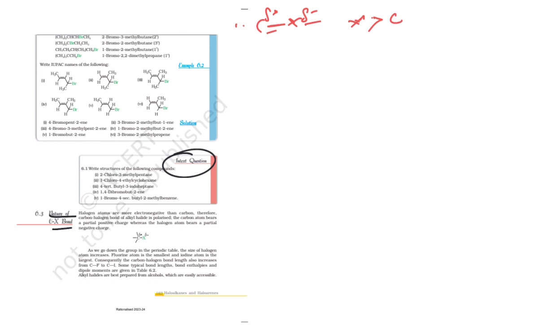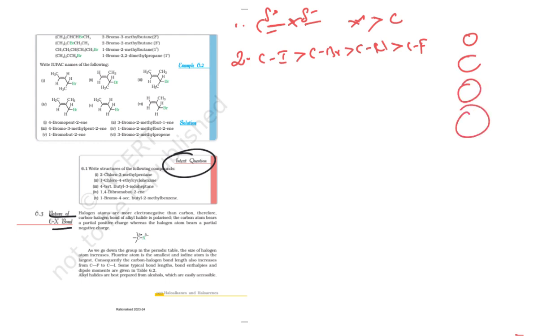Right? Then when it comes to bond length, the C-I bond length is more than C-Br, then C-Cl, then C-F. Why? Because if you are moving from fluorine to iodine, the size increases. So the internuclear distance increases, so bond length increases. Clear now?